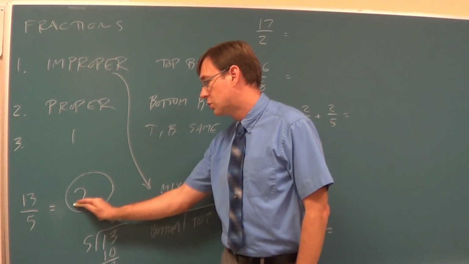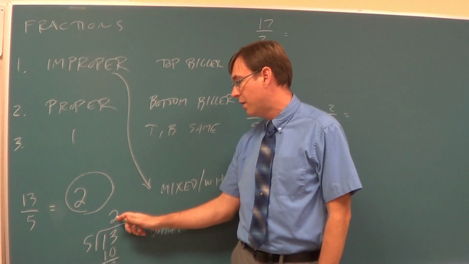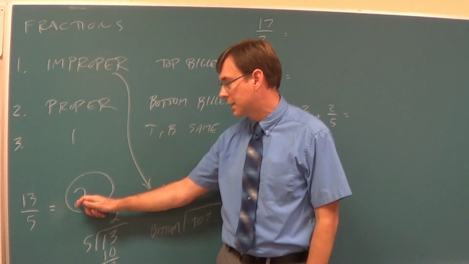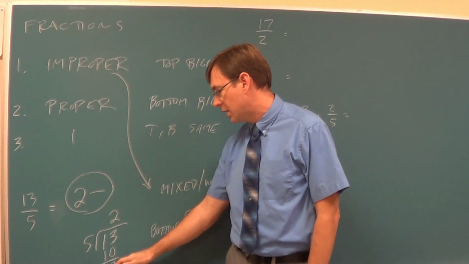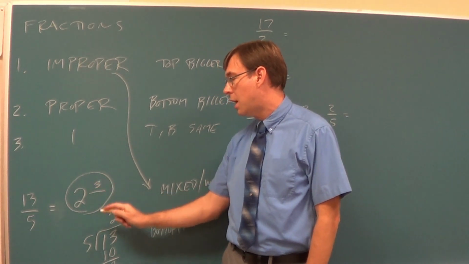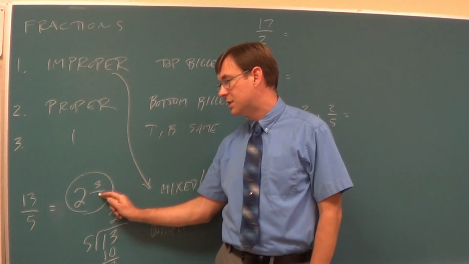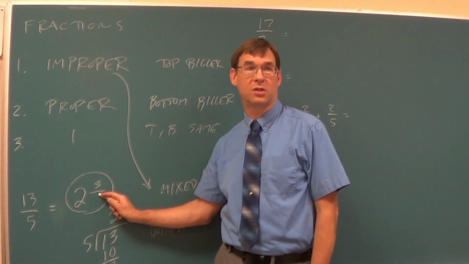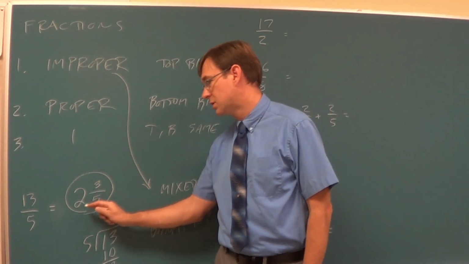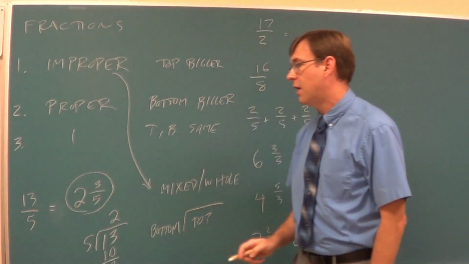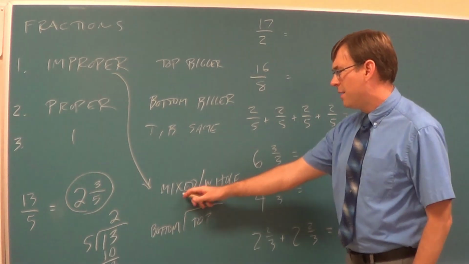2 3/5. It is 2 for the big old whole number in front. Whatever the quotient is goes in the front. For the fraction, the remainder goes on the top. And then the one that's the easiest is the bottom. The bottom just stays the same. It was 5, it still is 5. That made a mixed number.